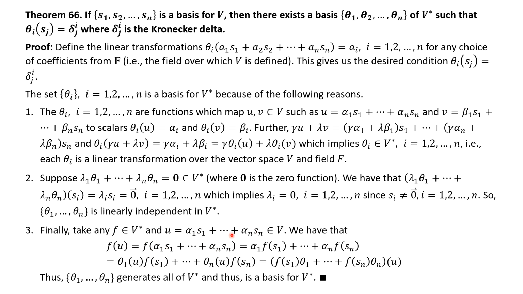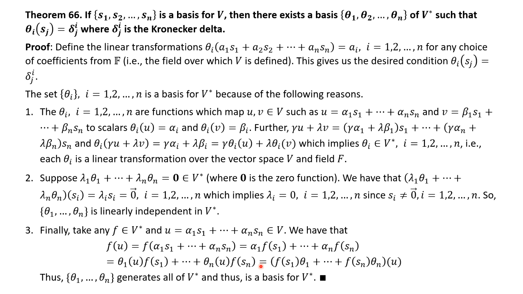Plug this in. Then since f is a member of the dual space, it's a linear transformation. So we have this. And then we're just plugging in these equalities here. In other words, if you take theta sub 1 of u, you're just going to get alpha sub 1 and so forth, all the way down to theta sub n of u equals alpha sub n. So this equals this.